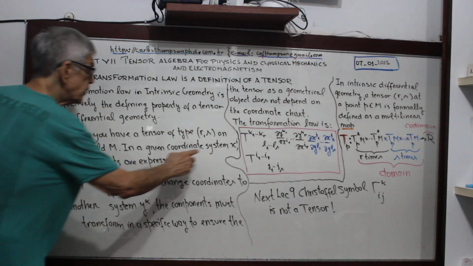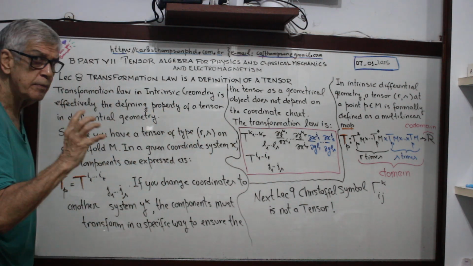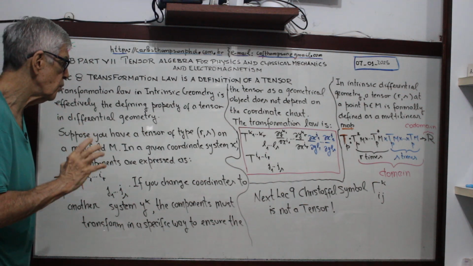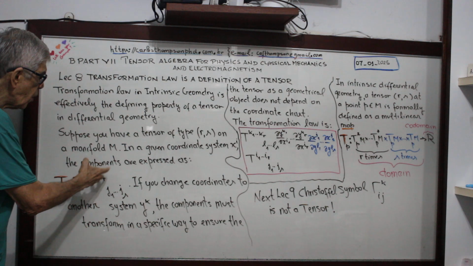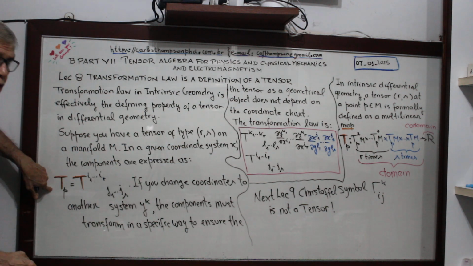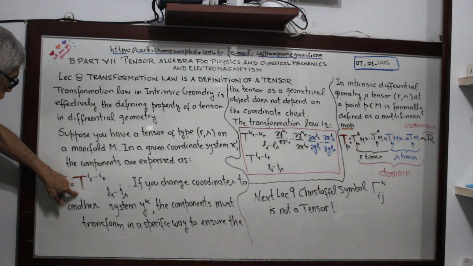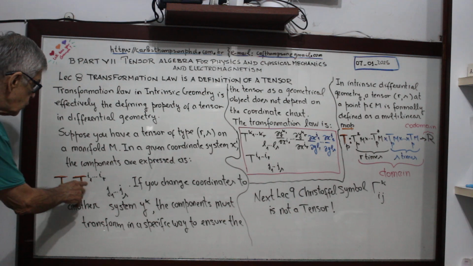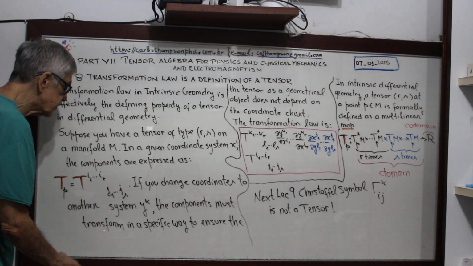In a given coordinate system x^i, and recall the x^i are labels that belong to the manifold or in the chart. So the components are expressed as, you see, these are the same colors that I used in the previous lectures. So this is a pumpkin orange here. So this is i1 to ir, j1 to js.